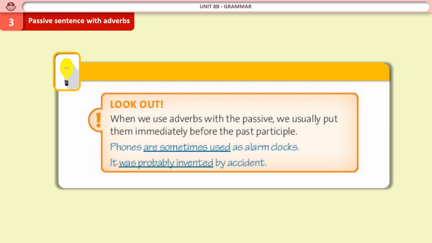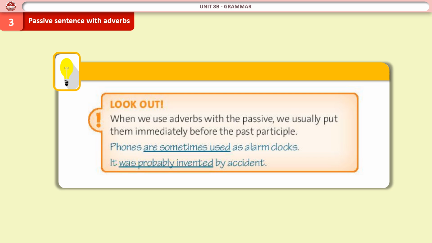So we have two examples here. Phones are sometimes used as alarm clocks. So what is the past participle here? It is the verb used. And for the adverb, we will put it right before the verb used. So it would be are sometimes used. And similarly, for the second one, it was probably invented by accident. So invented is the past participle, and we put the adverb right before it. So probably invented. That is the position of an adverb in a passive sentence.